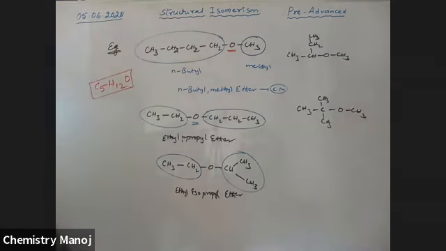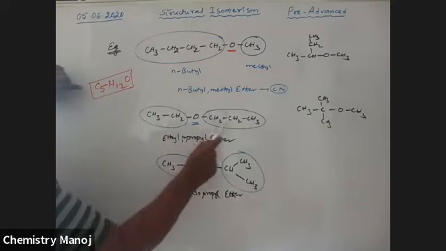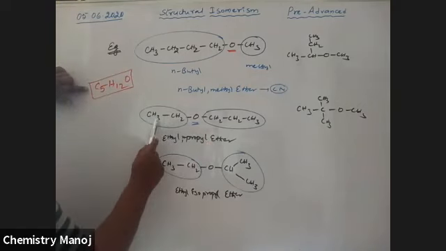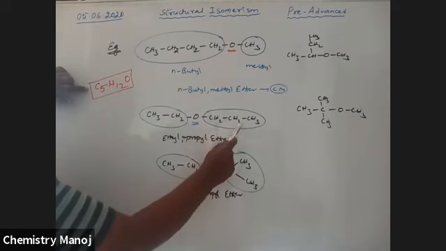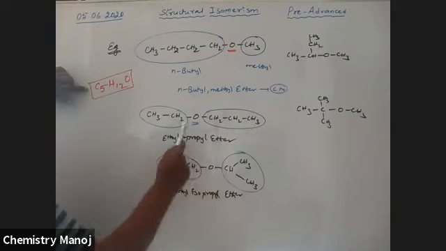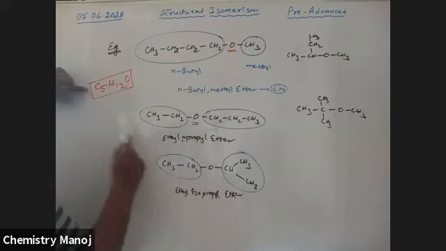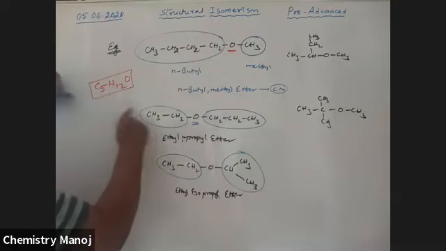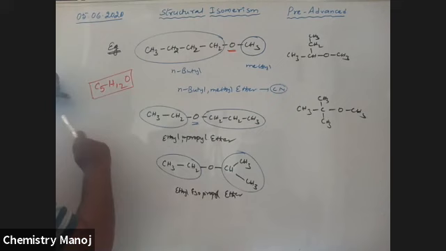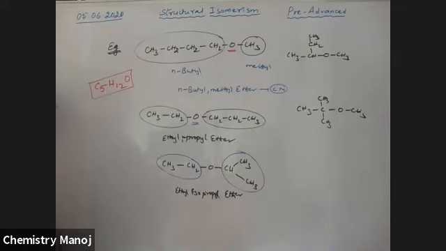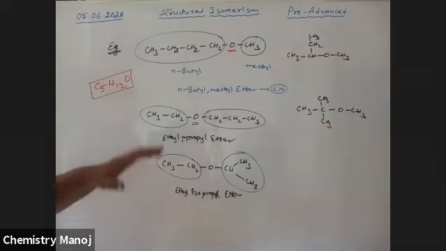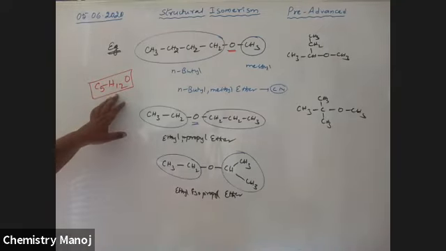Now identify this for the next compounds also. How many carbons here? 1, 2, 3, 4, 5. 3 plus 2 is 5, 5 plus 2 is 7, 7 plus 2 is 9, 9 plus 3 is 12. C5H12O1. So all these compounds have the same molecular formula, including that one also.